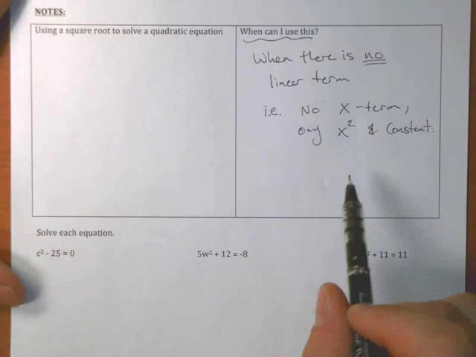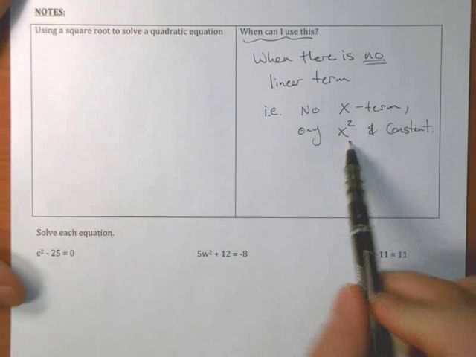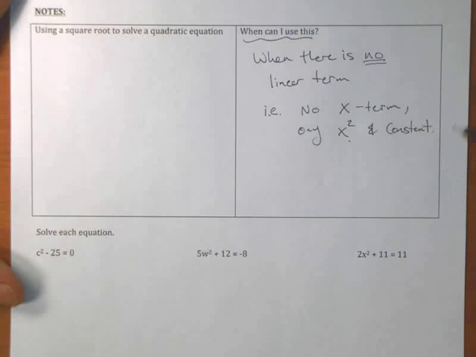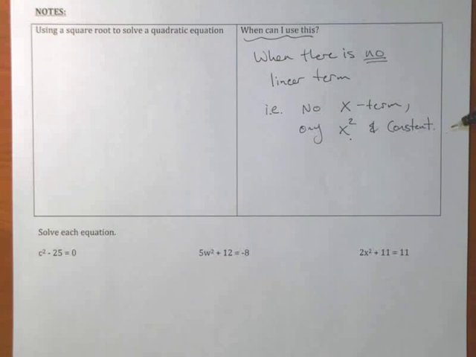So we can't use this all the time. We can only use it when there's only an x squared or something squared. We can't use it if there's more than just something being squared. We'll use other methods that we'll learn later on in the unit to help when we do have those x terms. So we're going to see examples today where we've either done some manipulation to avoid having the x term or it just didn't exist in the first place.